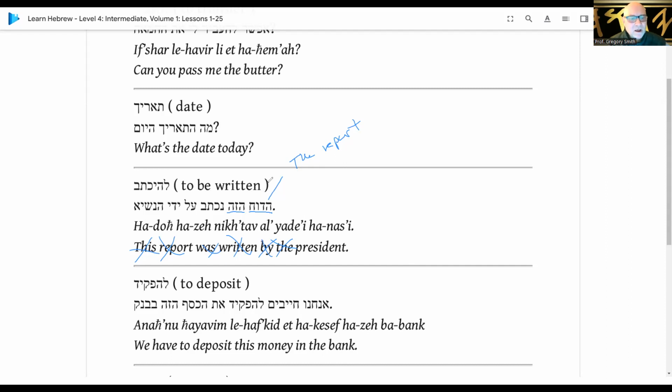הדוח. So hadoach hazeh is like the this. So the report, the this. Hazeh niktav. I know that's hazeh. There we go. הדוח הזה. Yeah, hazeh. That's what I thought. Hazeh, the this. So it's like the report, the this. Niktav.